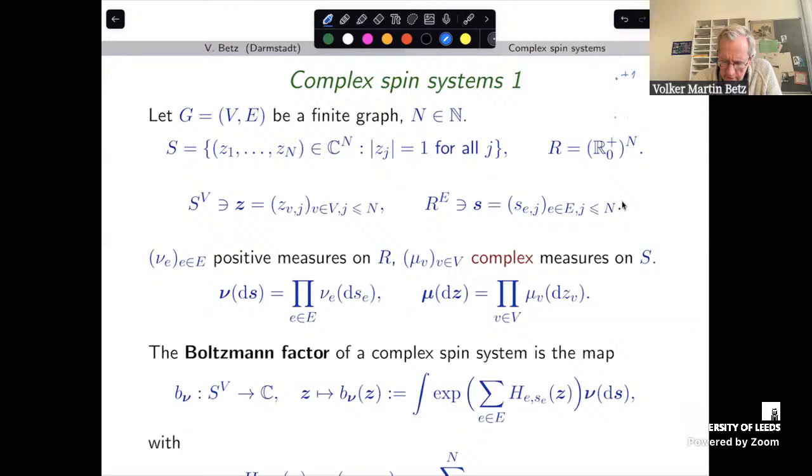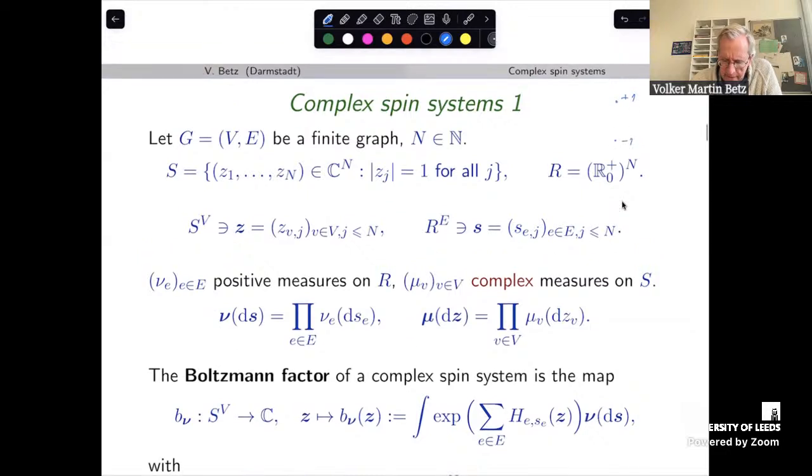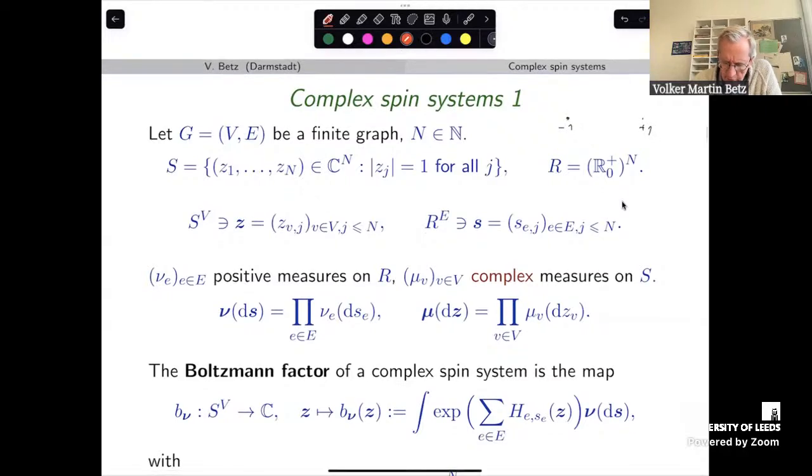+1, -1. The only thing I do now, actually I should probably do it differently. Sorry about that. I should do it like this. I have -1, +1. And the only thing that I now do is I allow the spin to not only take the values +1 and -1, but to take any value on the complex unit circle. So I have a spin which can take any value on the complex unit circle.